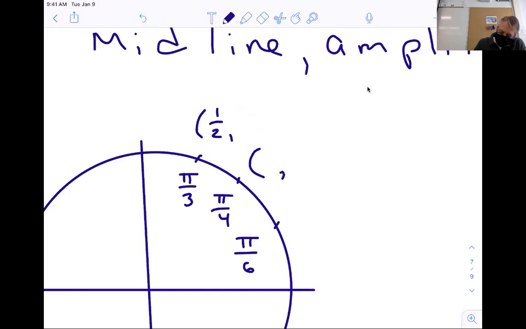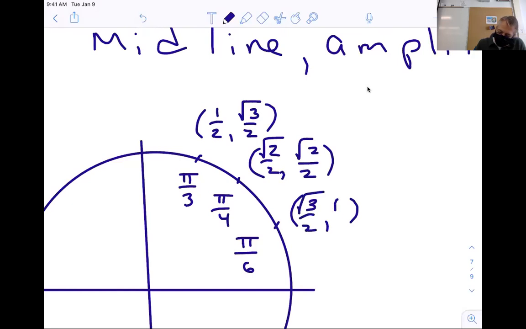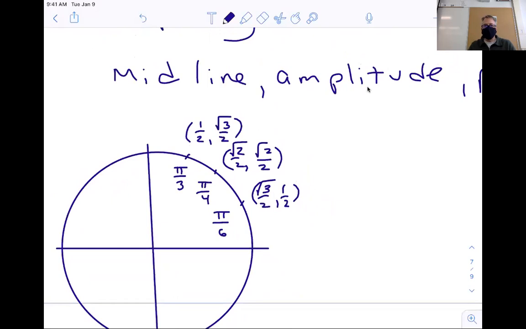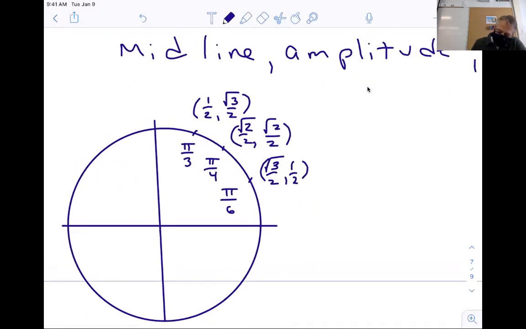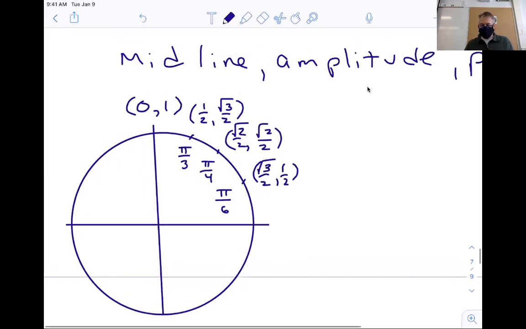Well, I don't want to mess these up. I'm going to first write down 1, 2, 3 to make sure I get them correct. So the first one is 1/2, root 3 over 2, and then root 2 over 2, root 2 over 2, and then root 3 over 2, 1/2. And at pi over 2, we have the coordinate 0, 1.